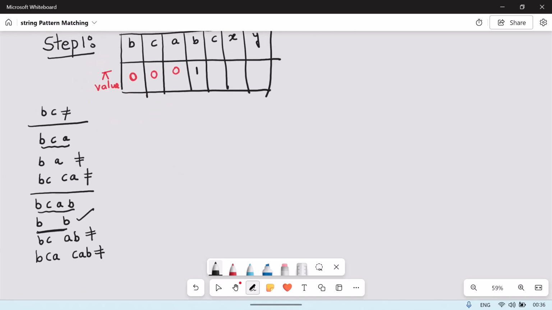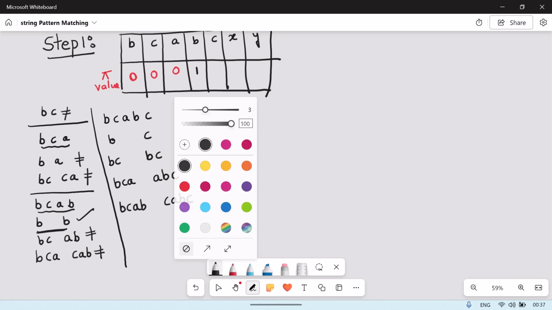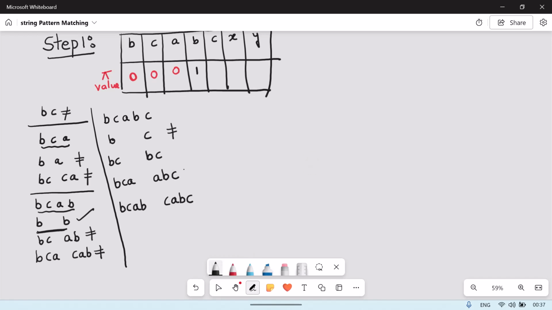Okay. Likewise, let us do it for the other one also. So it is BC, ABC. One is B and the other one is C. The other one is B and BC, BC. Then BCA, ABC. Then BCAB, CABC. So 5 characters, so till 4 only you can do. Match or mismatch: not equal, equal, not equal, and not equal. So here there is a match, and how many characters are matching? Correct?